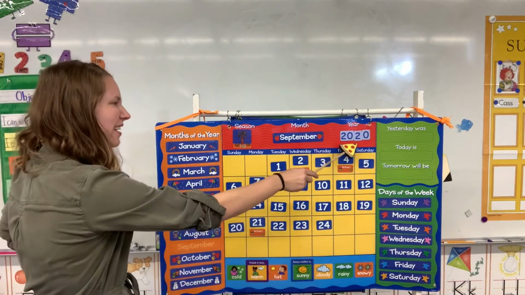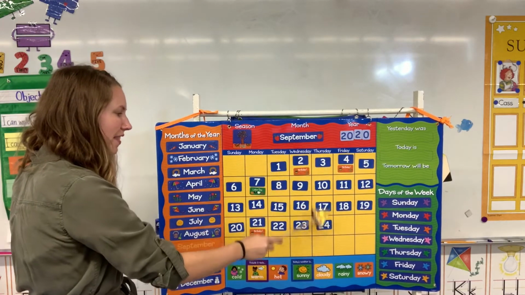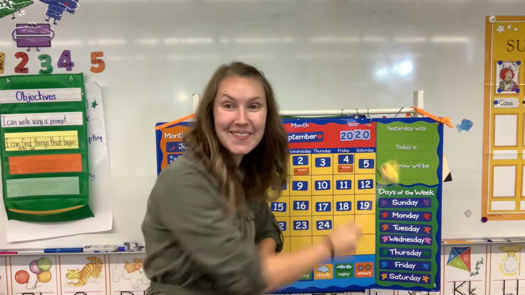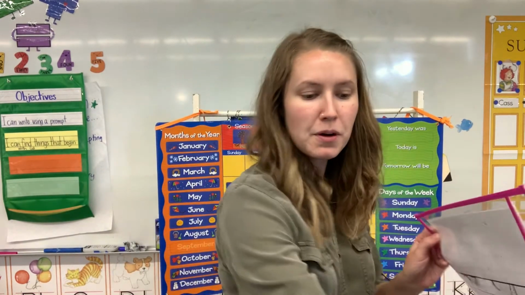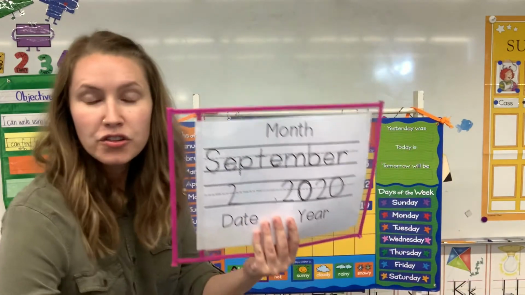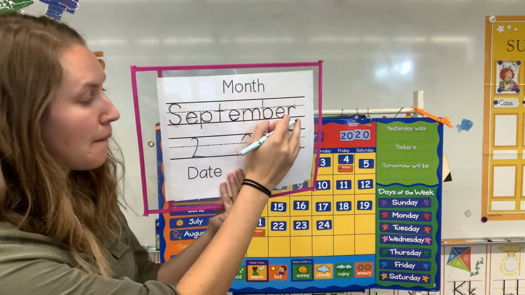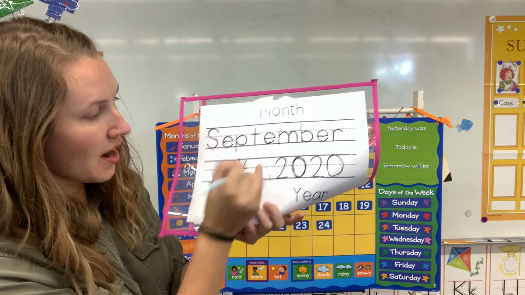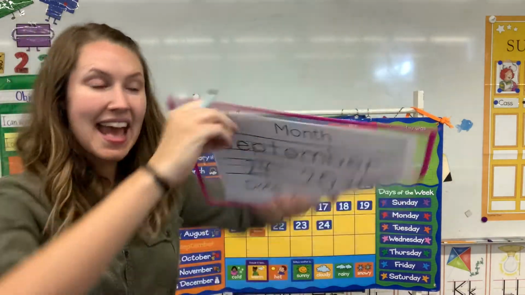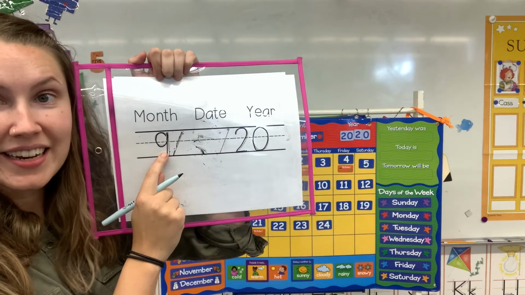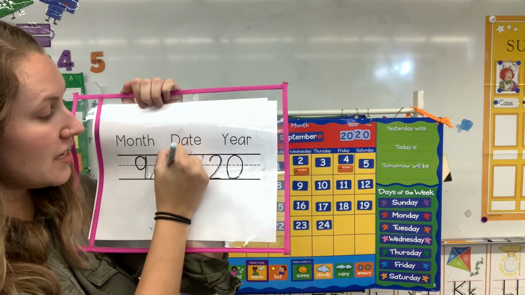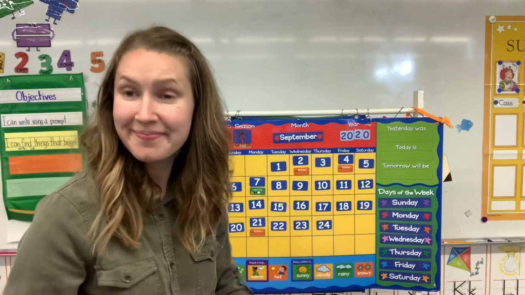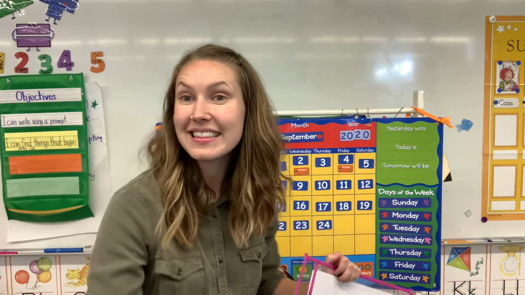And now, what year are we in? We talked about the month and the date, but what is the year? 2020, very good. Looks like we're ready to write our whole date out. So on our date placemat here, we have September, and now we need to add our 24, 2020. And on the other side, we can make our 9, and then the date is the 24th, 2020. And now we can use that later when we need to write the date on our work.